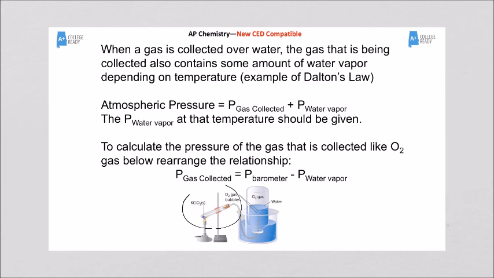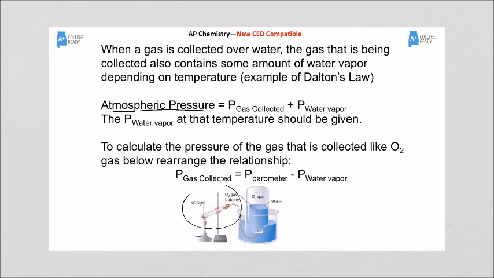If this is a graduated container, we would know the volume of the gas we collected. So when a gas is collected over water, the gas that's being collected also contains some water vapor. It's just a repeat of what was on the previous slide. So here's how this is Dalton's law. We would be told the atmospheric pressure, like the barometric pressure reading.